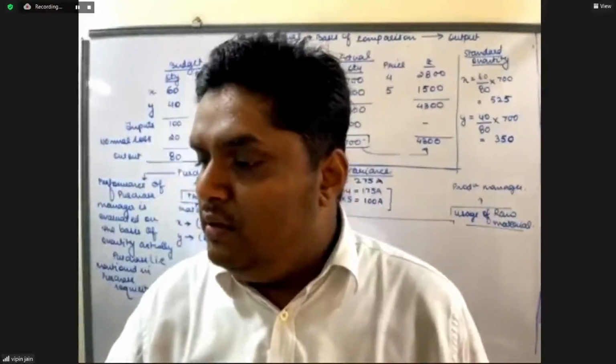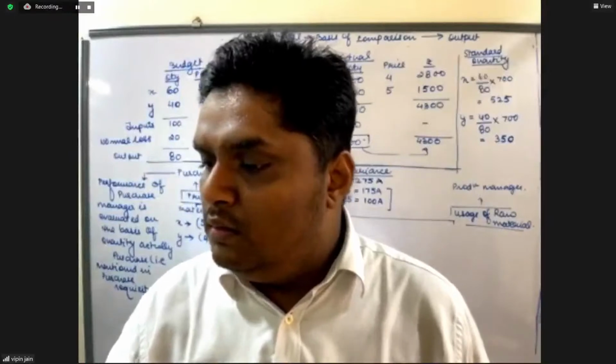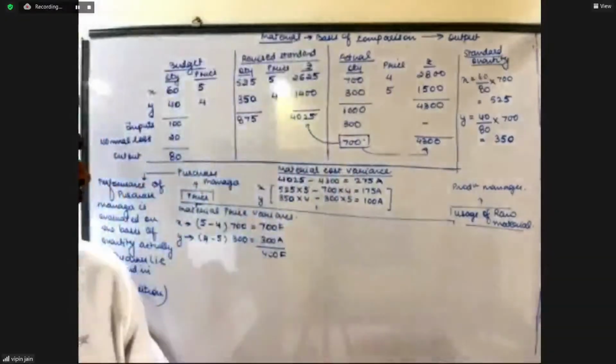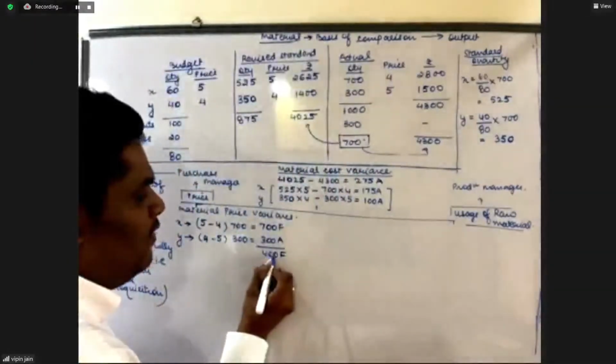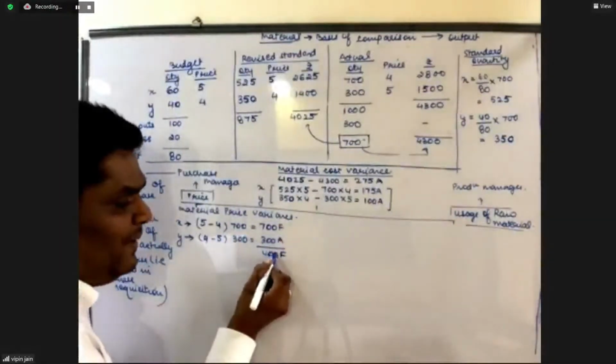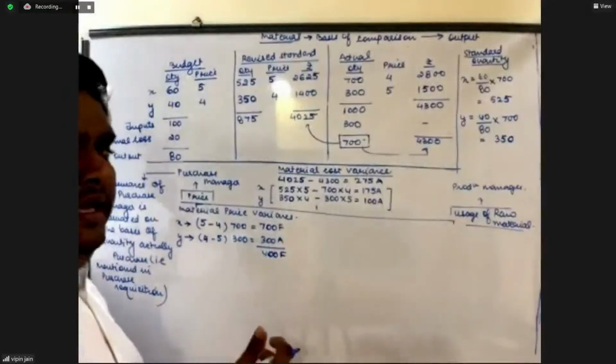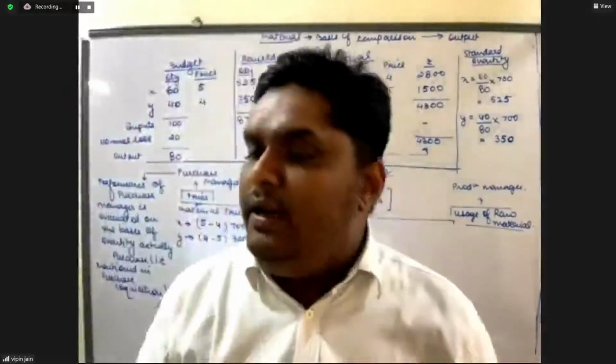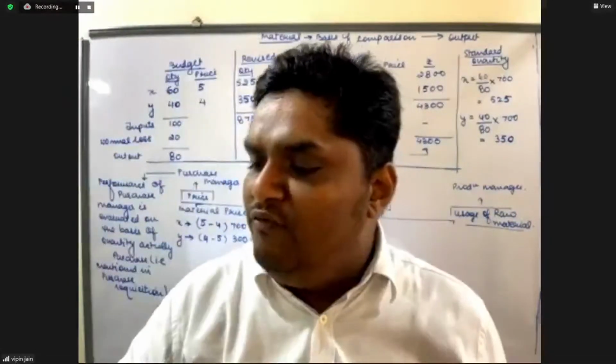Yes, Darshan. This is the overall material price variance. For X, it is favorable. For Y, it is adverse. However, the net material price variance is 400 favorable. Anyone having any doubts? Arya, Komal, Bhumika, Anupam, Varsha?